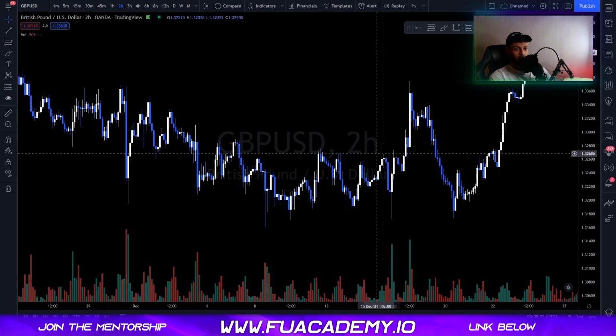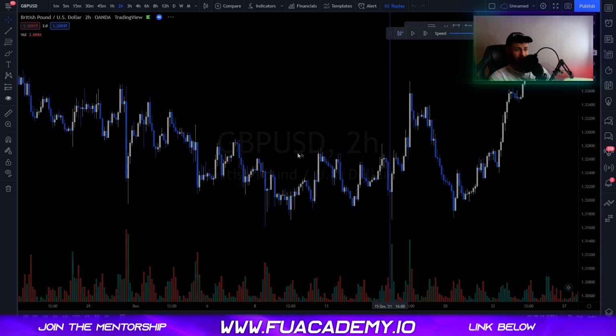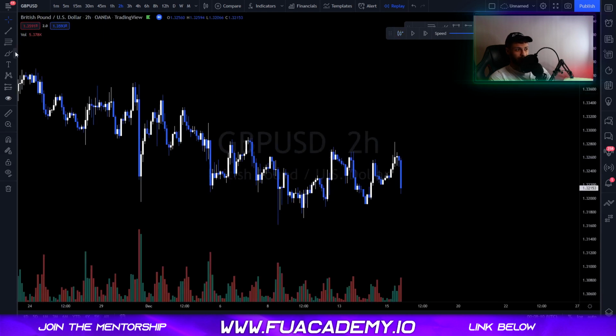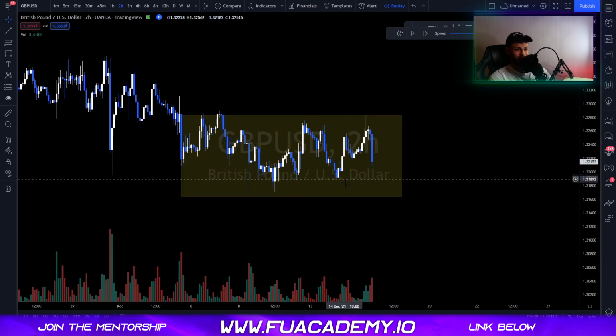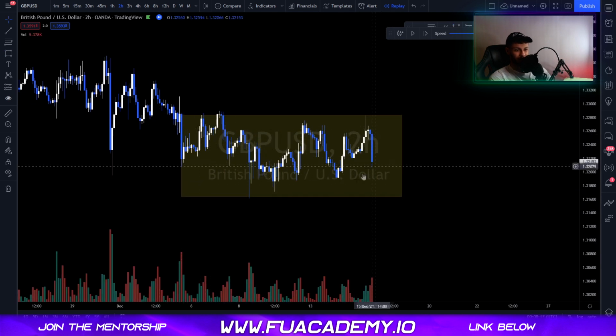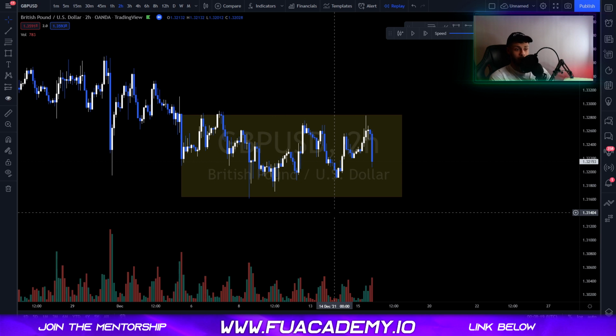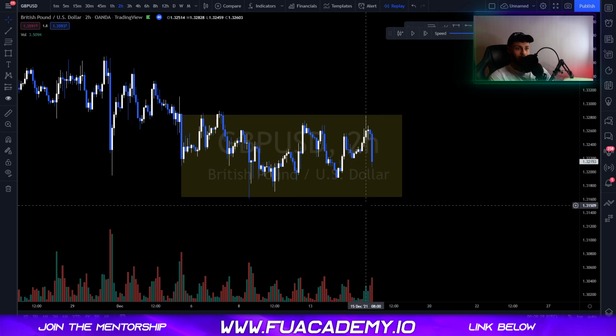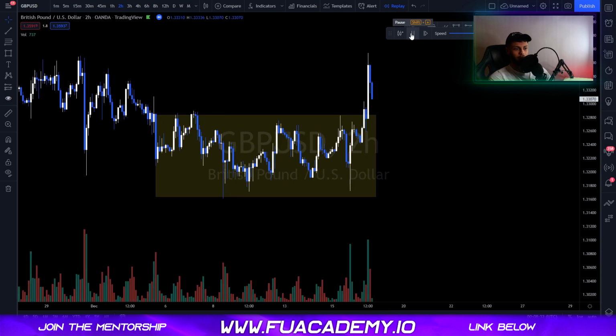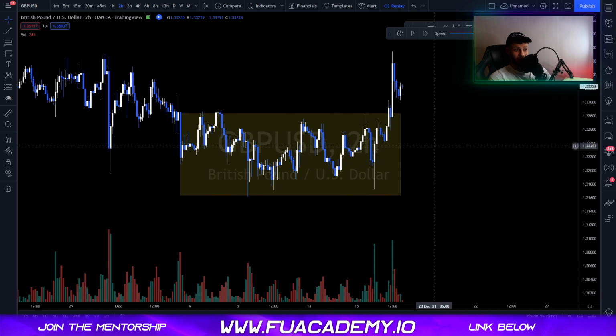So what we have right here, up until here, nothing really is of interest for me. If we use the replay tool to make things simple, all I can do right here is clearly mark out a box, mark out a range like this. Things are not important for me here until I see a clear break of structure, either to the downside or upside, because up until now, this could just be a redistribution and we could potentially take price even further down. So the break of structure is important for me to see where it breaks first. I can see straight away we get a CMT right here.